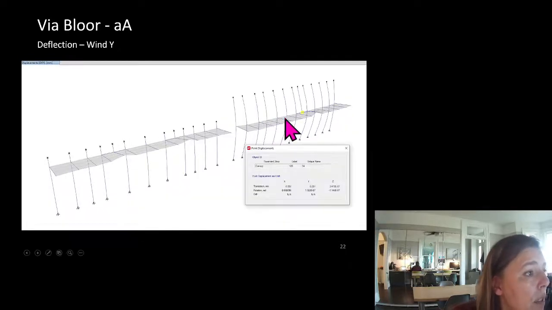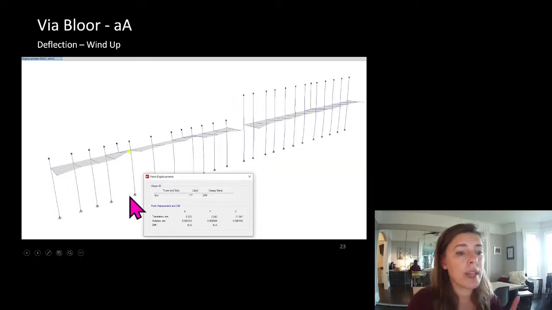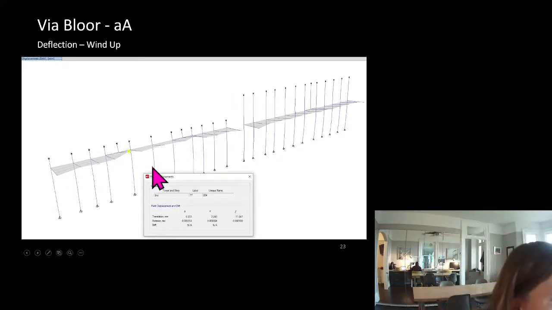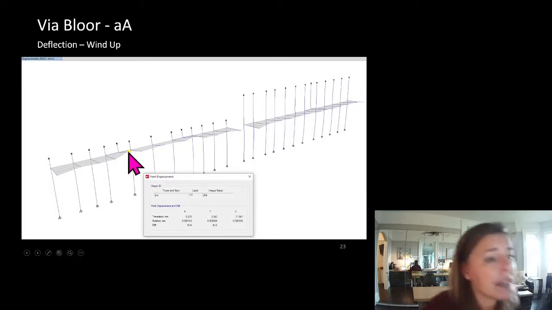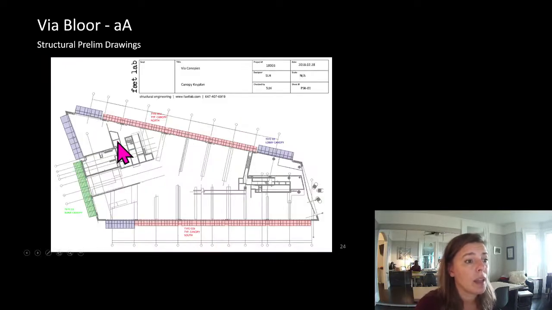No, sorry, that was our wind in the Y direction. So that again was a lateral load. Here is our wind upward. This is the one that we'd be concerned about, and it is 11 millimeters. So the snow downward is our worst case deflection criteria.